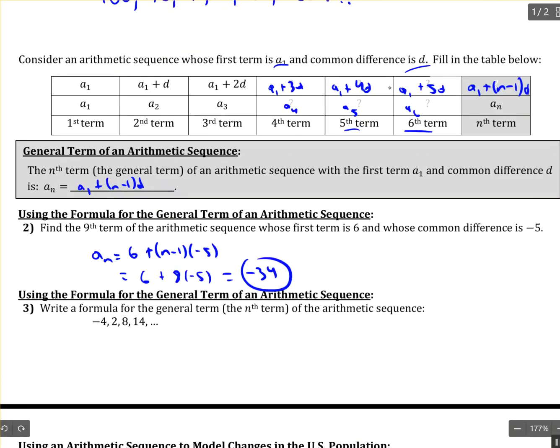And if you wanted to, again, you could see we'd have 6, 1, negative 4, negative 9, negative 14, negative 19, negative 24, negative 29, negative 34. If you count, this is A1, 2, 3, 4, 5, 6, 7, 8, 9. We see that that's A9. But we can do it a lot quicker if we do it that way.